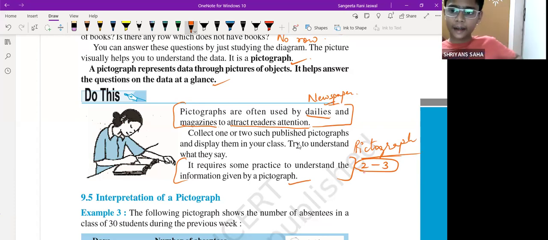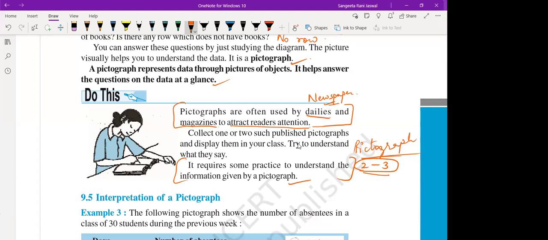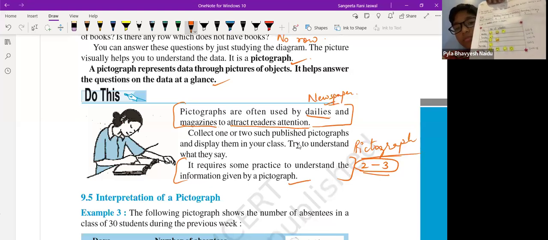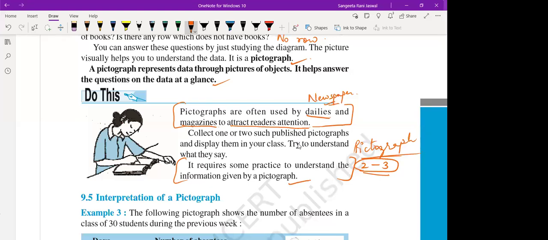So look for such pictographs. You do not have to tear the page. If it is some old newspaper, then you take a cutting of that and you paste it in your notebook. This is a pictograph. So you get it from some newspapers or magazines. You know, there is a children's edition also that you get in the newspaper sometimes. You must have seen the children's edition. So try to find out from there.